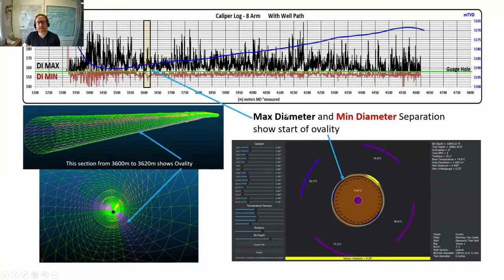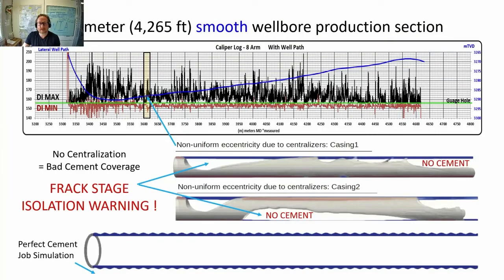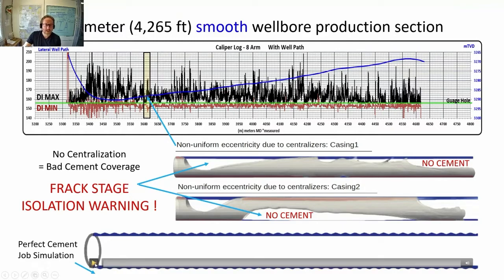Let's look at this area here. When your max and min diameters start to separate, you get small amounts of ovality, and I'll show you why this is problematic. Even in this area, which isn't that bad, if you don't have it centralized, you actually get bad cement coverage. Again, if cement is your isolation for your frac stage and you don't have any, then you have no frac stage isolation. So that's a warning.